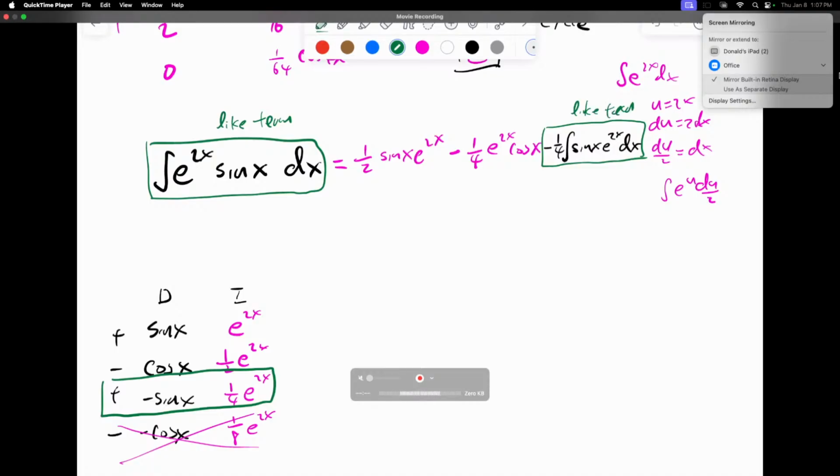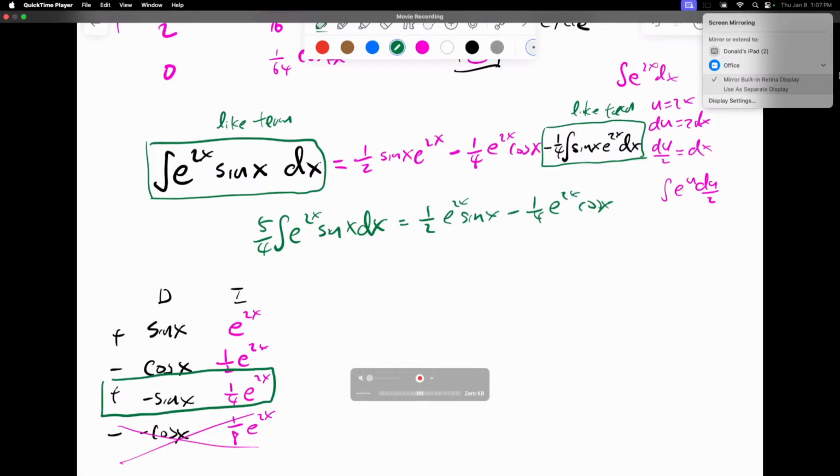So can I go with 5/4? Why is it 5/4? So 1 plus 1/4, right? Because the integral of e to the 2x sine of x dx is equal to 1/2 e to the 2x sine of x minus 1/4 e to the 2x cosine of x.